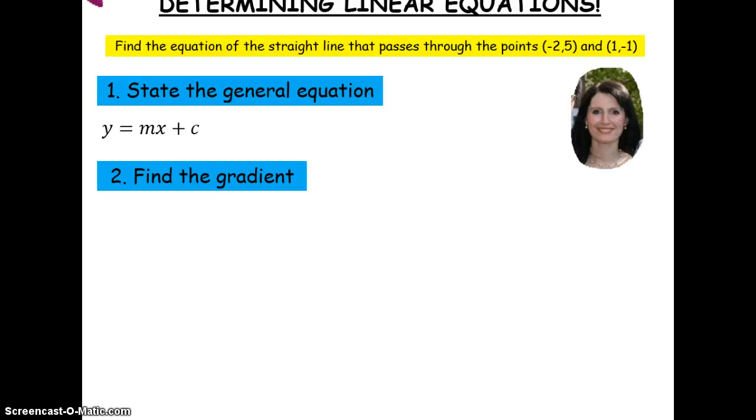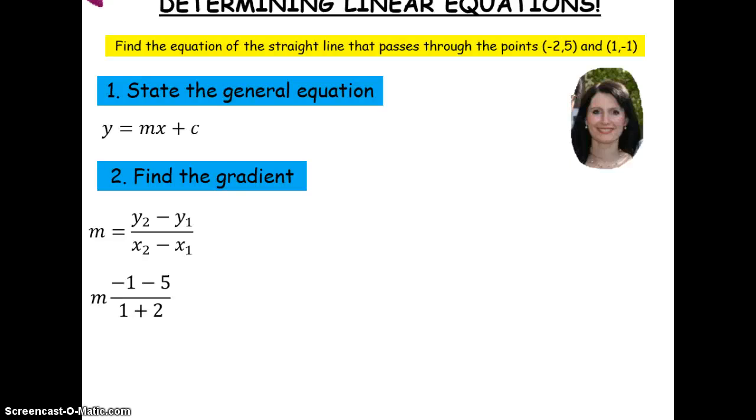We're going to find the gradient, and we've got a formula for that. The gradient is y2 minus y1 over x2 minus x1. When we have our 2 points, one of those points we could say is point 1 and one is point 2. I'm going to say that negative 2, 5 is point 1. So x1 is negative 2 and y1 is 5. I'm going to say that 1, negative 1 is point 2. Therefore, x2 is 1 and y2 is negative 1.